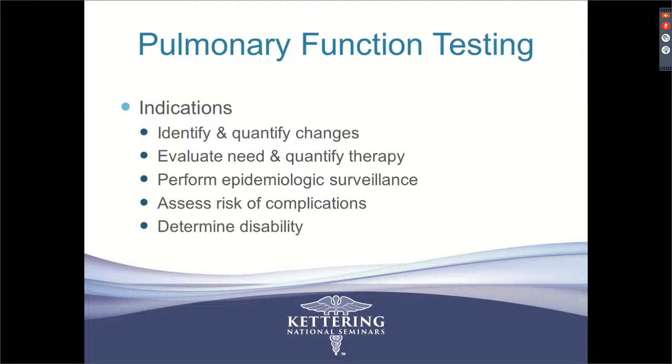So this is important. This is kind of new on the test. So I would encourage you to highlight letter A there, the indications. We're going to identify and quantify changes. Number 2, we're going to evaluate and quantify therapy. And number 3, we're going to perform epidemiologic surveillance. And number 4, assess risk of complications. And number 5, determine disability. So those are the primary reasons we would get a pulmonary function.